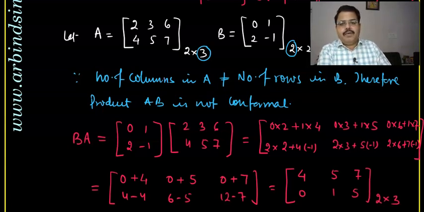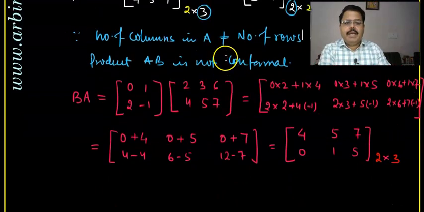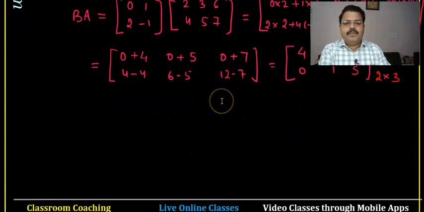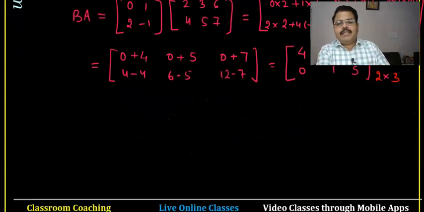So BA is conformal, and what is the order of BA? 2 into 3. That means whatever is left here, 2 and 3. This one is the same, and 2 and 3 are left. So the order will be 2 into 3. For BA, these two are the same and 2 and 3 are left. So 2 and 3 are the order of the matrix. So here BA is conformal and the product output is 4, 5, 7, 0, 1, 5, that is 2 into 3.